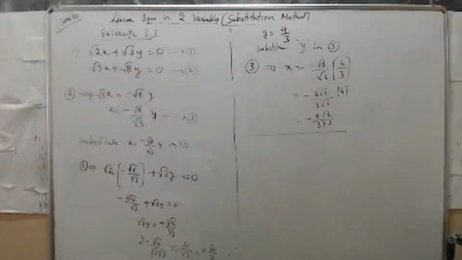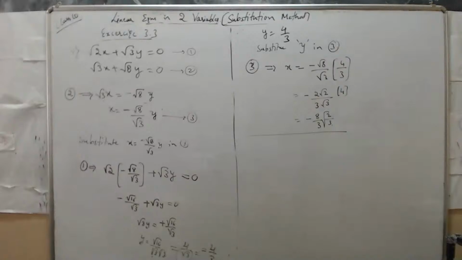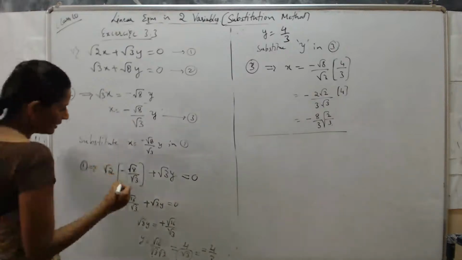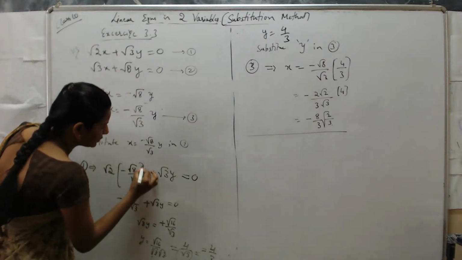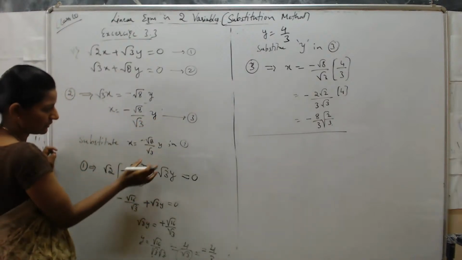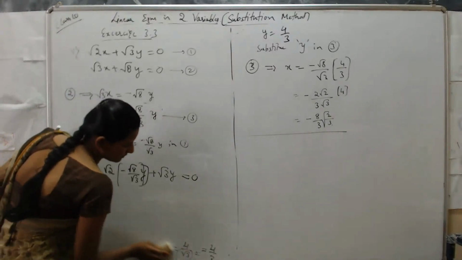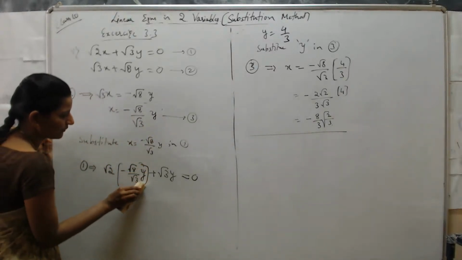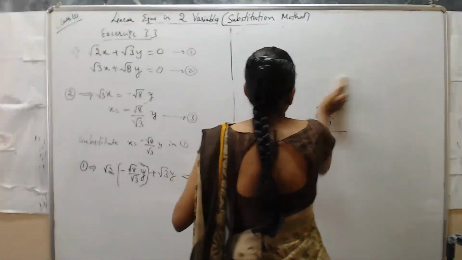Root 3x is equal to minus root 8 y. x is equal to minus root 8 by root 3 into y. In equation 1, oh, here we should take y. Here what is the value? Here we should take y. We left y here. That's why we got the wrong answer. We left y here. So we got the wrong answer.